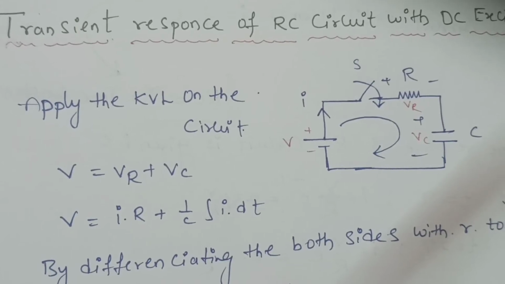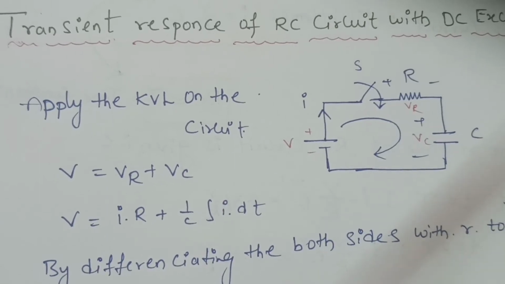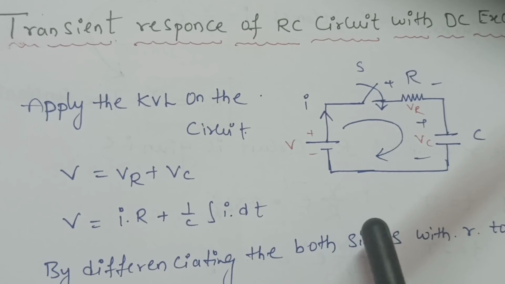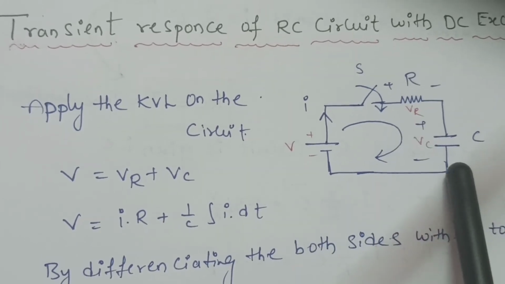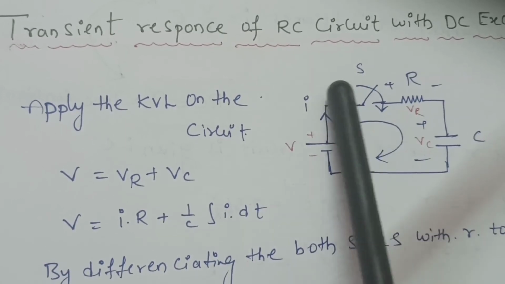Today our topic is transient response of RC circuit with DC excitation. In this topic I am considering one circuit, consisting of one DC voltage source, one resistance, one capacitance. These all elements are connected in series through one switch.